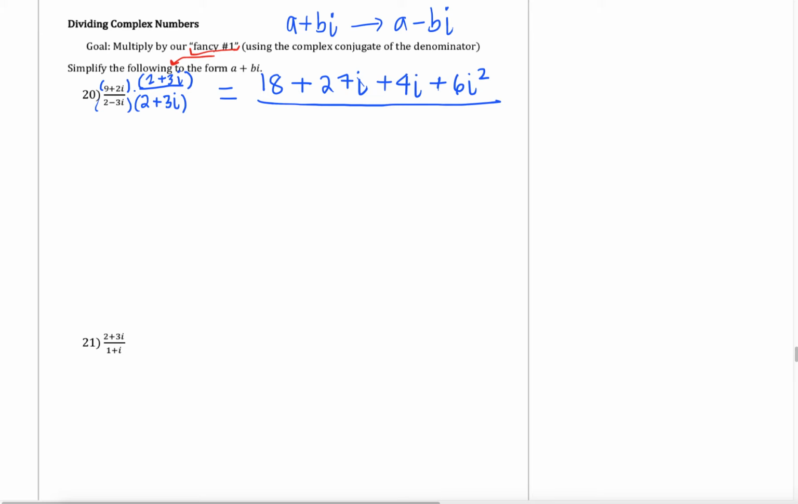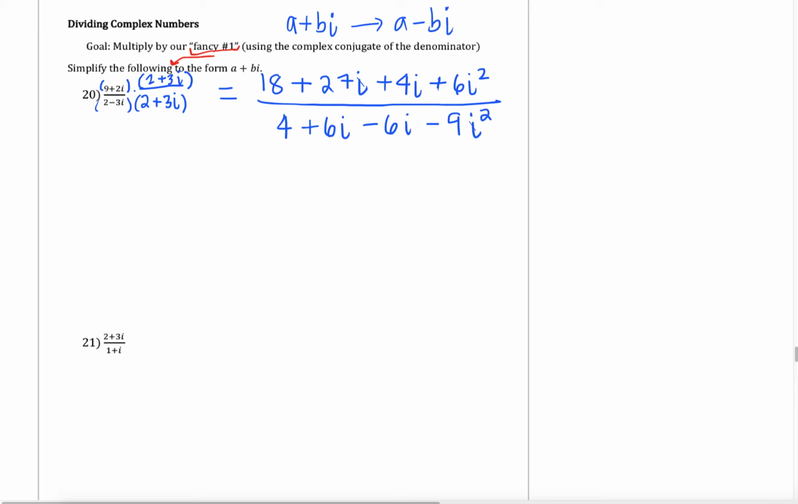My first terms of 2 times 2 give me 4. Then I get 2 times 3i, so I get positive 6i. Negative 3i times 2 gives us a negative 6i. And then negative 3i times a positive 3i gives us a negative 9i squared. We did this in our last video when we multiplied out complex numbers. Now we're just taking it a little bit further with the whole division.